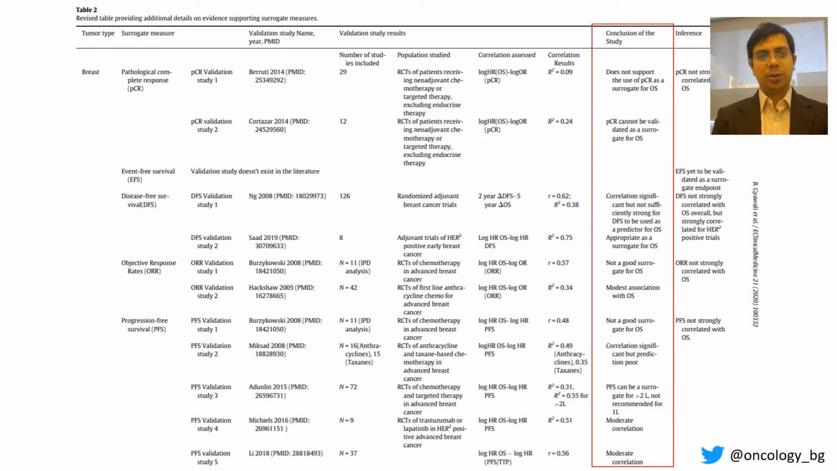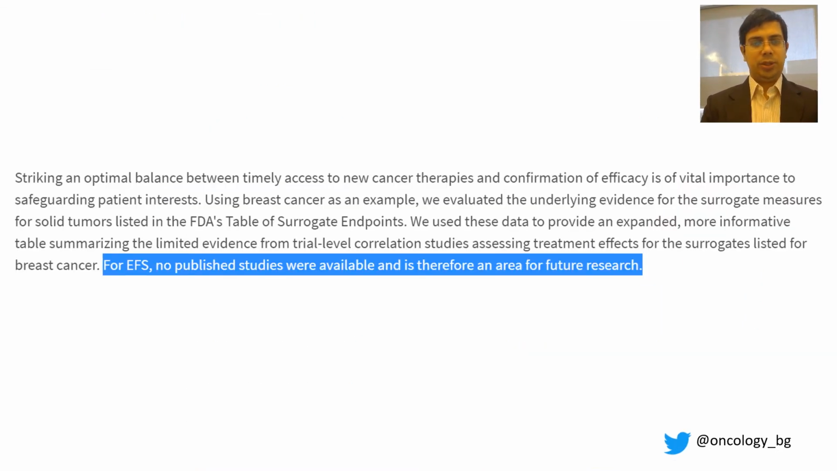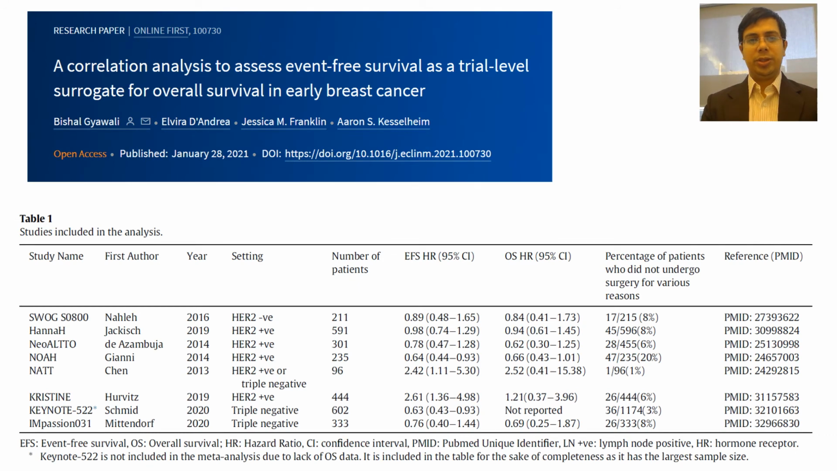We found that for most of the surrogate endpoints listed for breast cancer in the table, the level of surrogacy was either not good enough or it was not even tested. For example, in the case of event-free survival, there was no validation study. So the conclusion in that paper was that for event-free survival, there were no published studies available and it's an area of future research. Our current paper is directly a result of that.